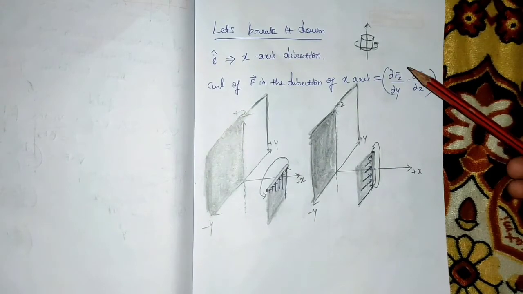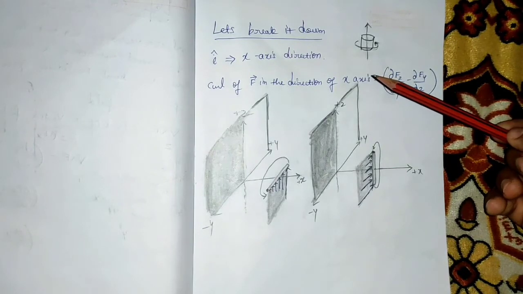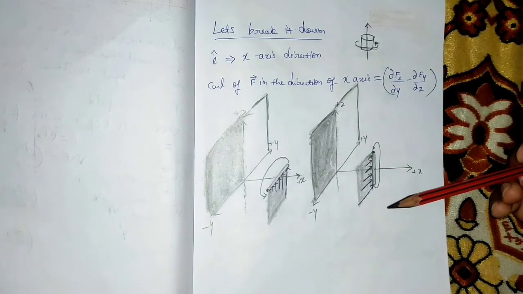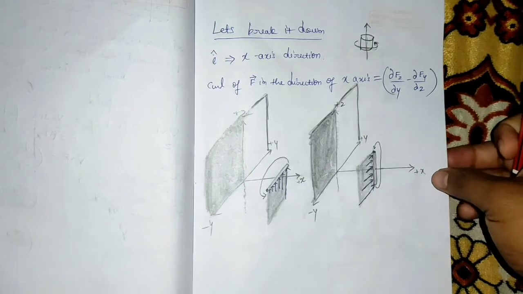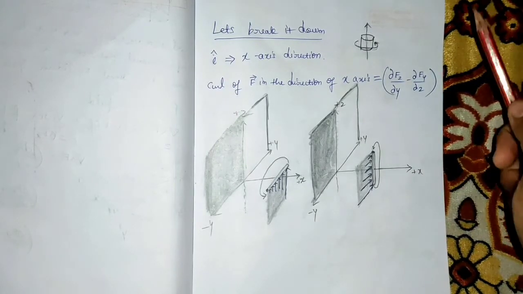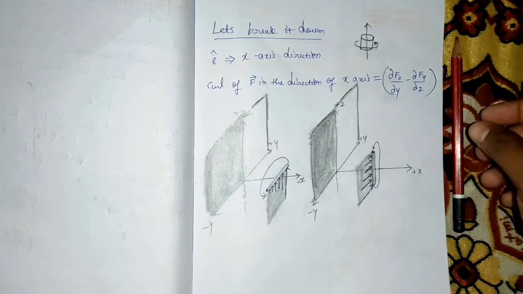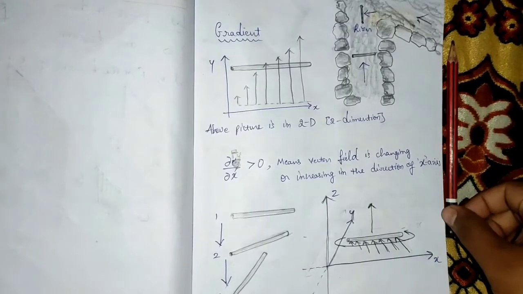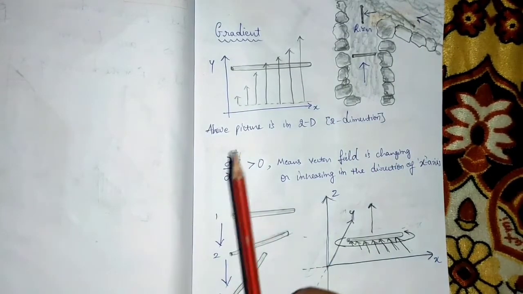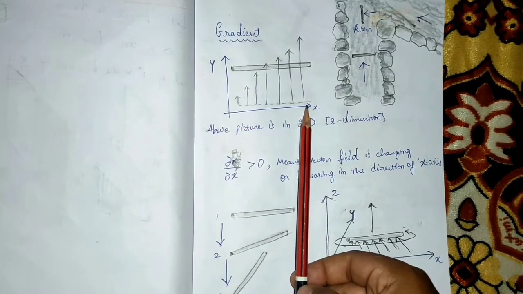To understand this, we know that curl is a rotation effect. So what causes rotation? What kind of forces cause rotation? Let's go one more step deeper, to the concept called gradient. Gradient is the rate of change of force with respect to distance.